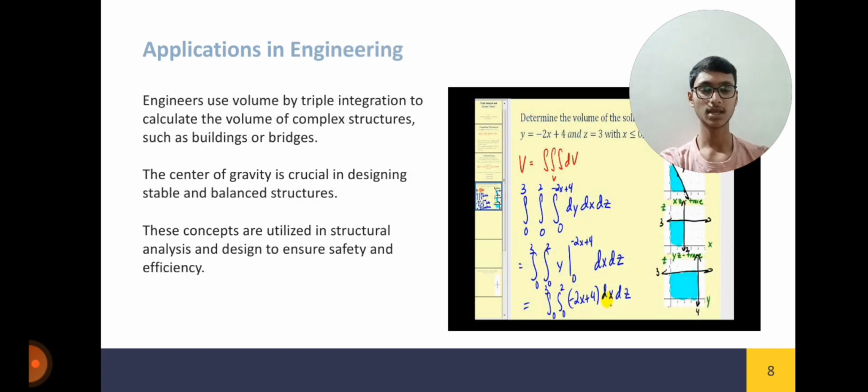Applications in engineering. Engineers use volume by triple integration to calculate the volume of complex structures such as buildings or bridges. The center of gravity is crucial in designing stable and balanced structures. These concepts are utilized in structural analysis and design to ensure safety and efficiency.